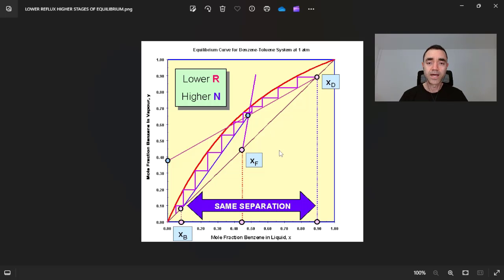So in general, a rule of thumb that is used in the industry is that based on the minimum required reflux ratio, we multiply this value by between 1.1 and 1.5, depending on the process that you are dealing with, to get the operating reflux ratio.